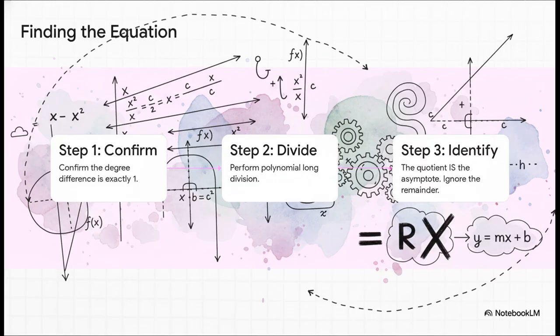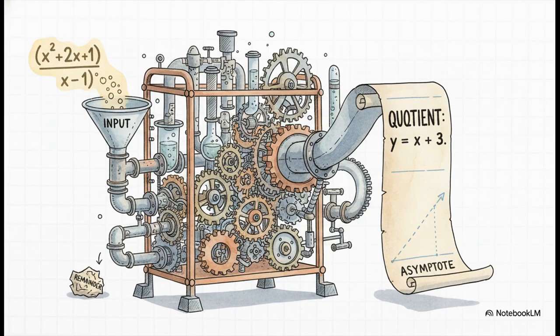3 steps. Step 1, just double check that the degree on top is exactly 1 more than the bottom. Step 2, do the polynomial long division. And step 3, and this is the best part, the answer is just the quotient. Whatever you get on top of the division bar, that's your line. You can literally just throw the remainder away. Ignore it completely.